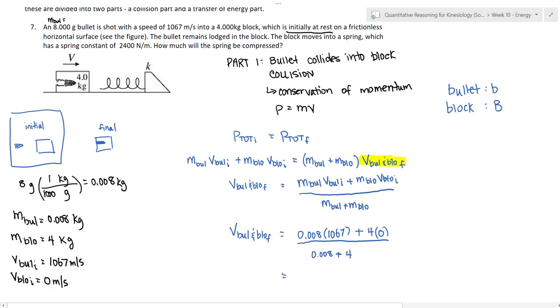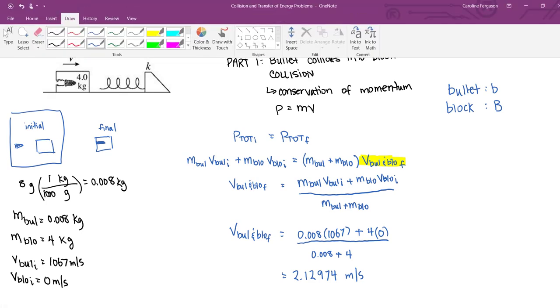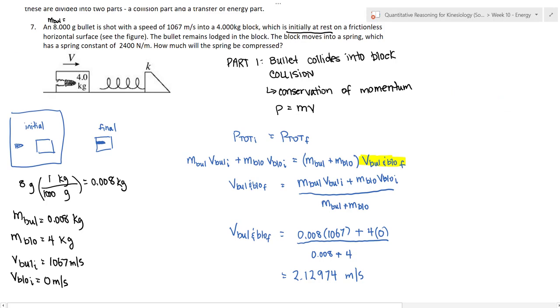And now we can calculate this. 0.008 times 1067 plus 4 times 0 divided by 0.008 plus 4, and I get 2.12974 meters per second. Notice I have a lot of digits here. Just because this isn't my final answer, I'm going to use this value in part 2 of the question. Okay, so now we know how fast the bullet and the block are moving together before they compress that spring.